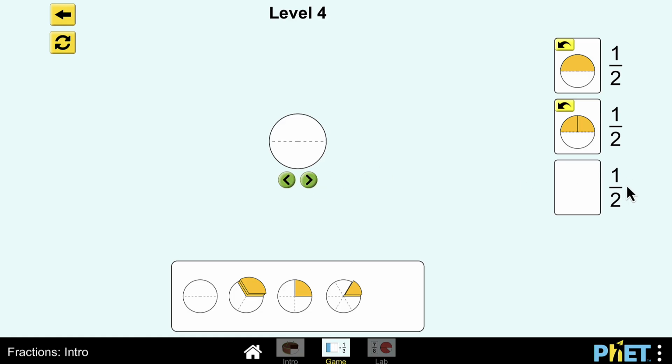What about this half? Should I use the quarters? But I have only 1/4 left. What I could do this time, I could use 1/3 and 1/6 to make 1/2.